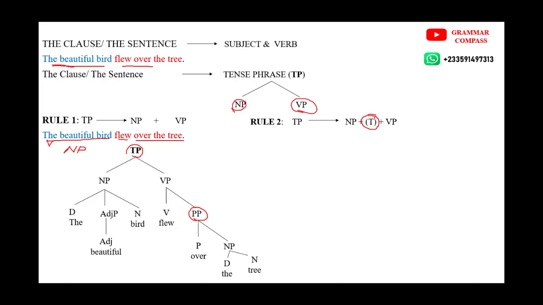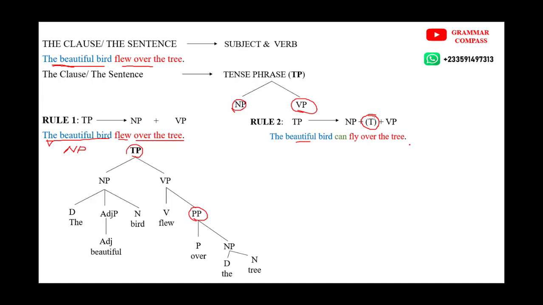Let us have an example. The beautiful bird can fly over the tree. Let us identify the elements in this tense phrase. This tense phrase consists of an NP, which is the beautiful bird, and it consists of a T, that is the modal verb can, and it consists of the VP, that is fly over the tree.